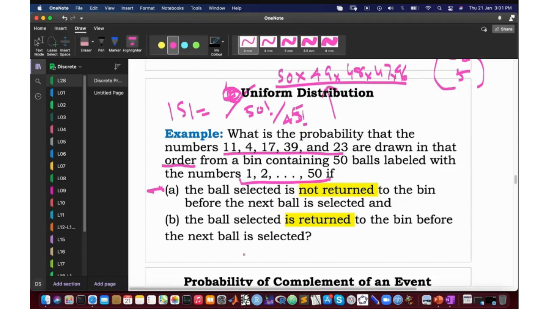Why are you doing 5 by 50? Because, sir, the first number picked from 50 can be any one of these five numbers. Oh, no. So remember, here you need a fixed order. The first number you pick must be 11. So if you picked, for example, 4 or 23, then it's a wrong sequence. You have to pick 11 in the first try.